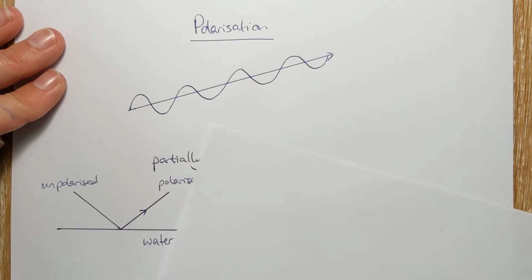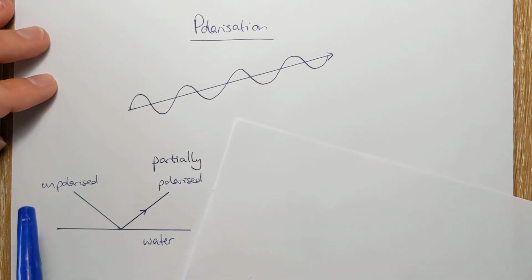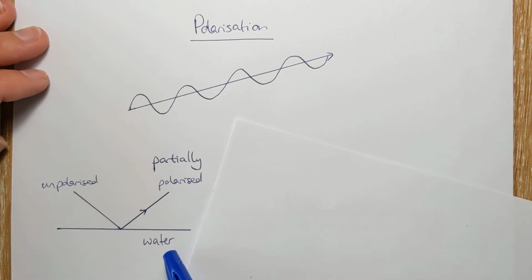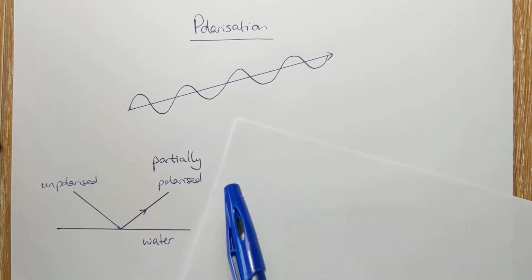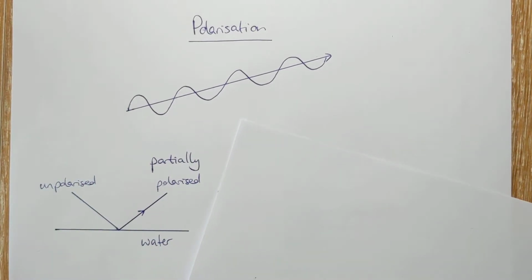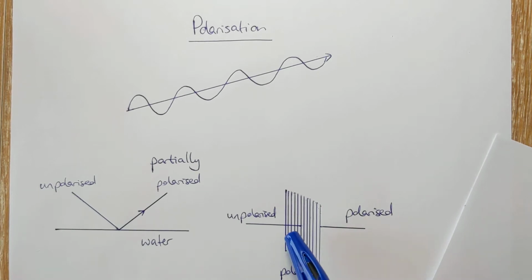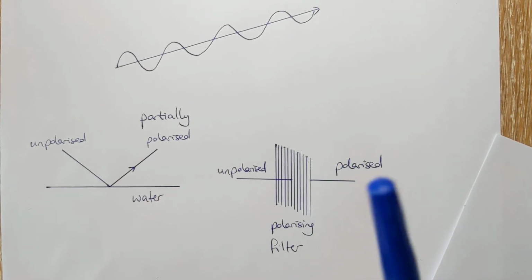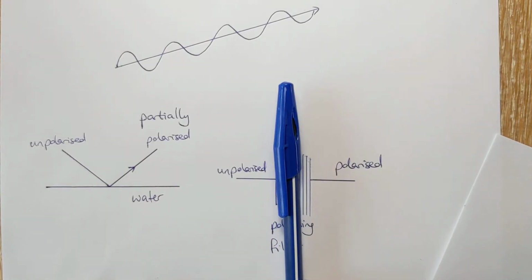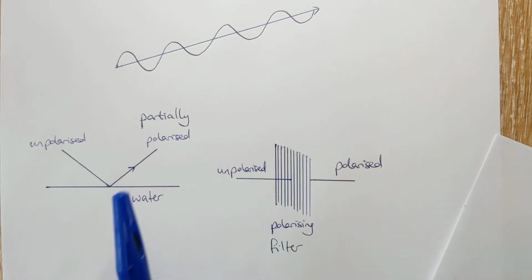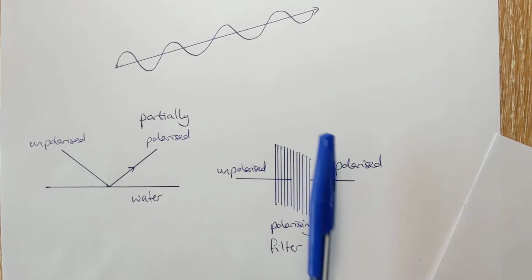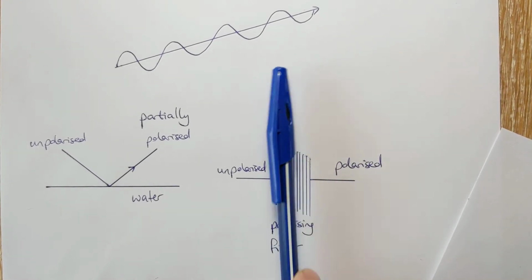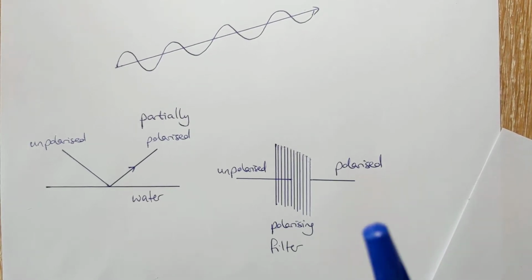But if you reflect light from the sun, unpolarized light, off a shiny surface like water, then the light that reflects off is partially polarized. It's only oscillating in some directions. And if you shine unpolarized light at a polarizing filter, only the light that is oscillating in the same direction as the holes in the filter will get through. And so the light that comes out the other side of this, it's all oscillating in the same direction. And so that is now called polarized light.